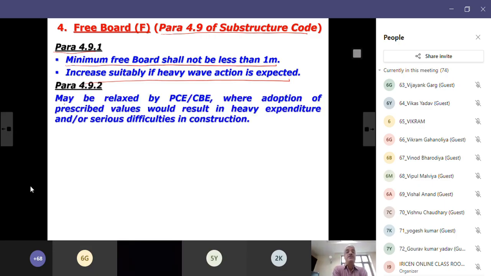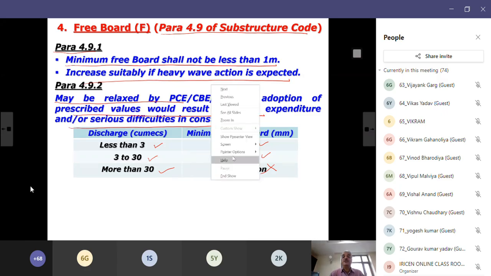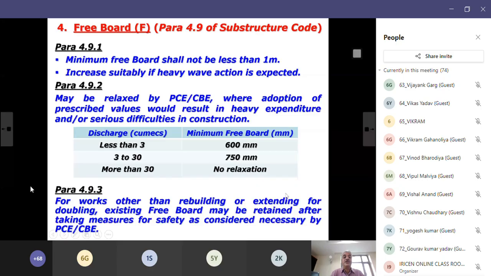Now here also, for freeboard, some relaxation is available where adoption of prescribed values would result in heavy expenditure or serious difficulty. Again, for freeboard you have to increase the level of your approach bank. The moment you increase the level, rail level will increase. So as I told you previously, there may be some cases where it may be difficult. There, this is the relaxation. Rather than 1 meter, you can provide these values depending on your discharge, which is being catered. So for discharge less than 3, 600 mm rather than 1 meter. For 3 to 30, you can adopt 750, and more than 30, no relaxation is permitted. You have to provide 1 meter. So these are the relaxations in freeboard.